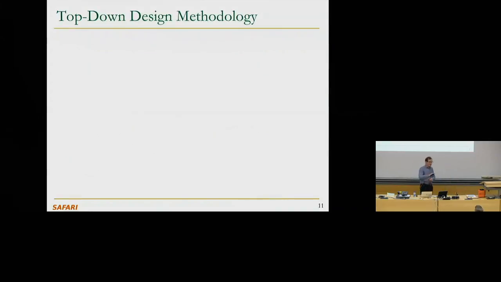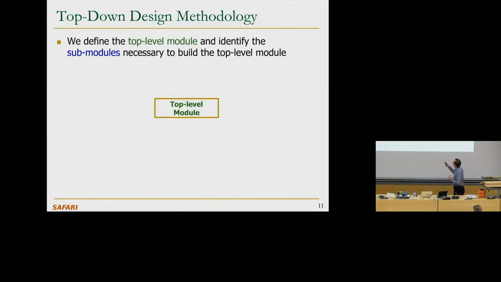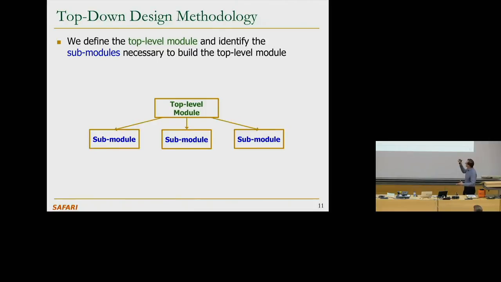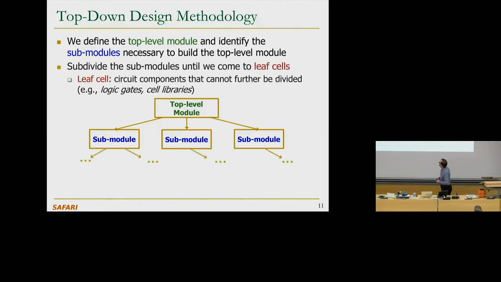And I think a good design methodology mixes both in the end. I've seen this many times. Top-down is good to begin with, but sometimes you want to do bottom-up also, and you want to meet in the middle. So top-down means you start with a top-level module and identify the sub-modules necessary to build the top-level module. This is a processor, and then you say cache, pipeline, and I don't know, input-output, right? That's one way of doing the sub-modules.